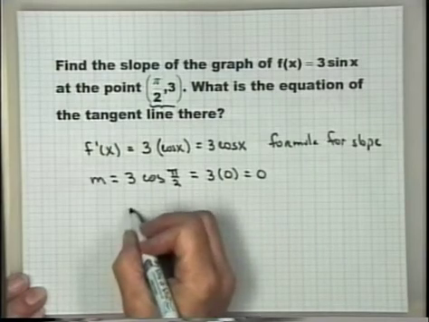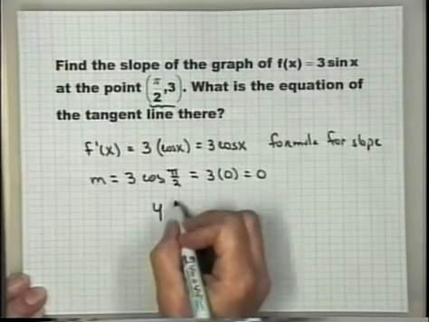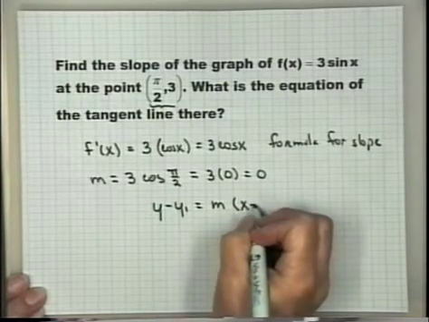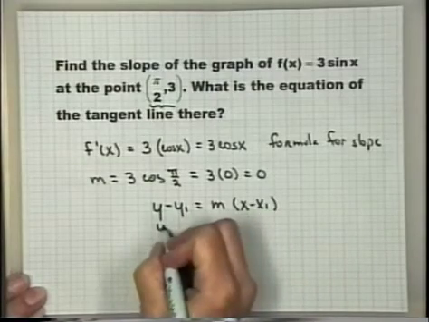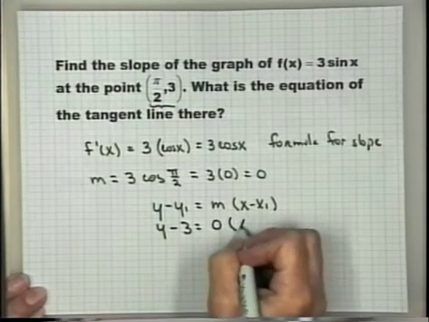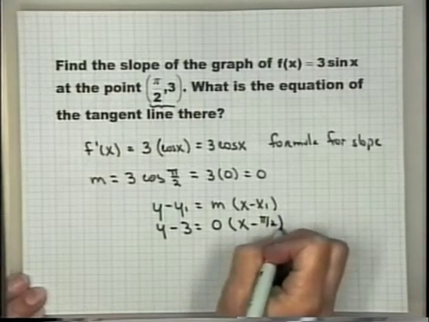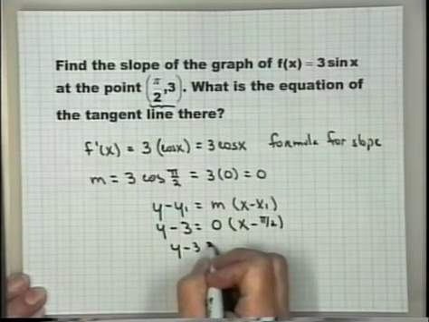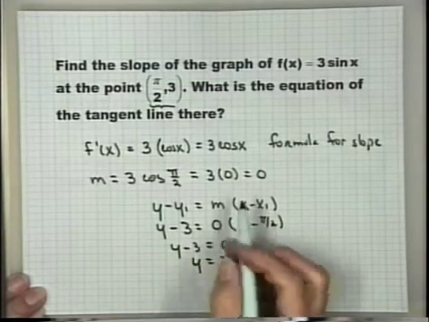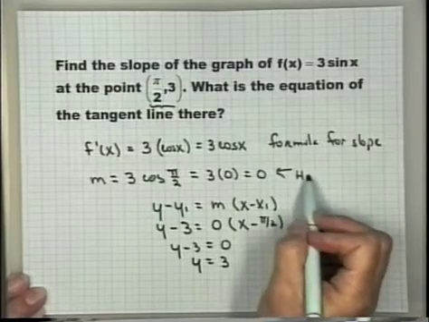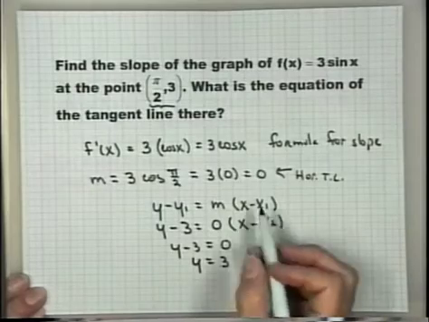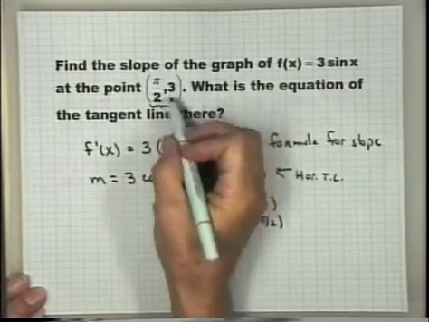So if you didn't catch that it's horizontal, you can write the equation with point slope: y minus y1 equals m times x minus x1. I have y minus 3 equals my slope of 0 times x minus pi over 2. Y minus 3 equals 0, because 0 times anything is 0, or y equals 3. Now, if you caught right here that this is a horizontal tangent line, you might know how to write that equation without going through all of this. It's a horizontal line through this point, so it has to be y equals 3.